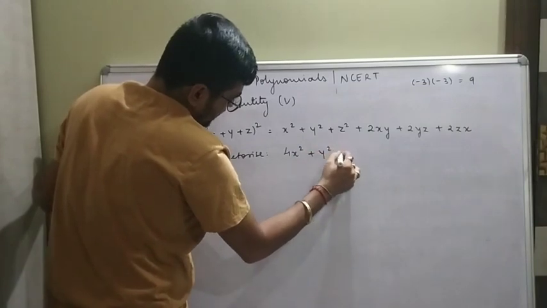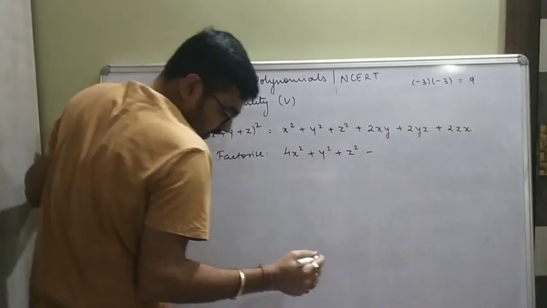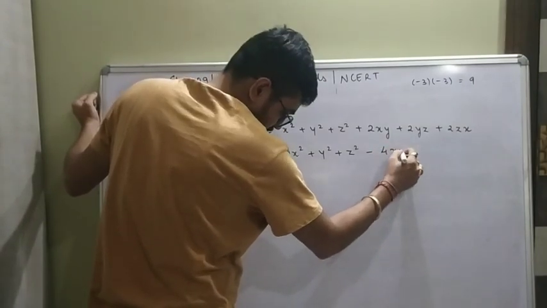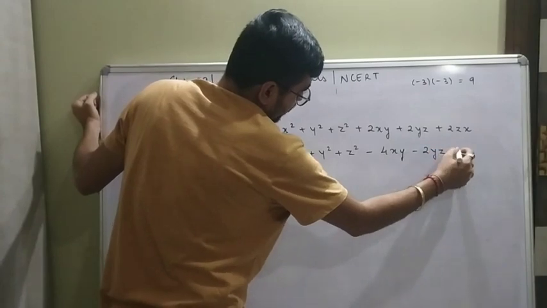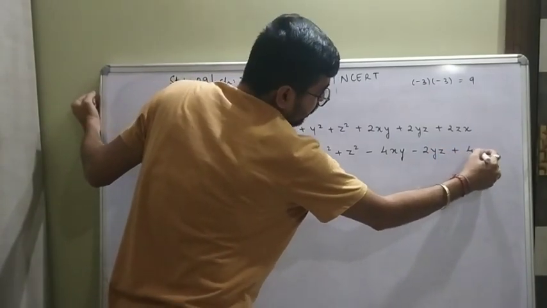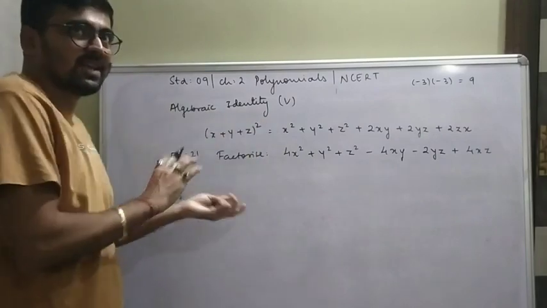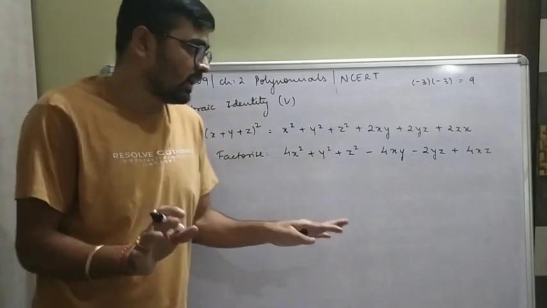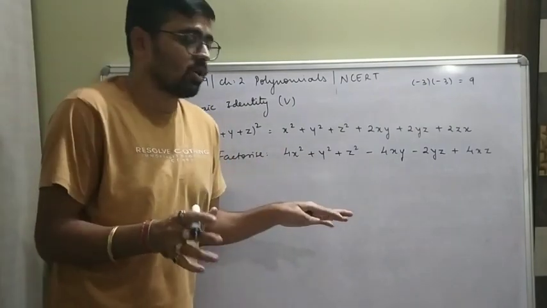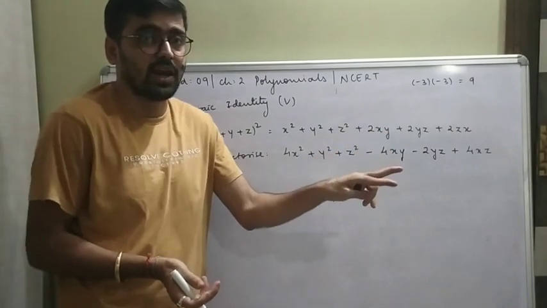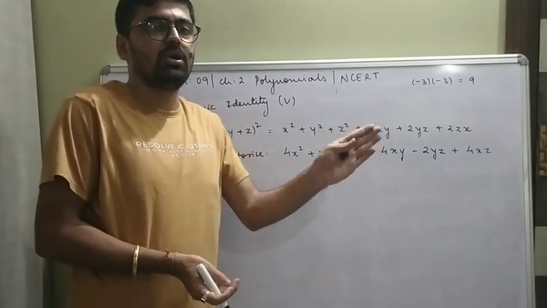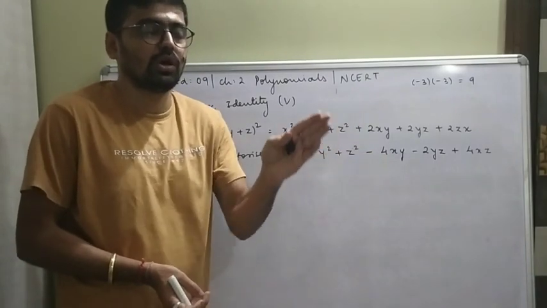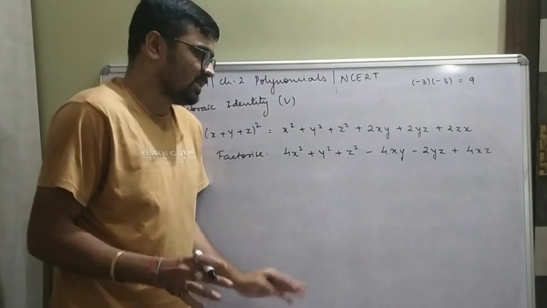square plus z square minus 4xy minus 2yz plus 4xz. Now if it is xz or zx, it doesn't matter, anyhow it is the same. Don't worry and don't unnecessarily take a burden on yourself. अरे सर इसमें zx आ गया, उसमें xz आ गया, same thing. A into b करो या b into a करो, the product is going to be the same. Am I right? यानी कि 2 into 3 करो या 3 into 2 करो, the outcome is going to be 6 only.